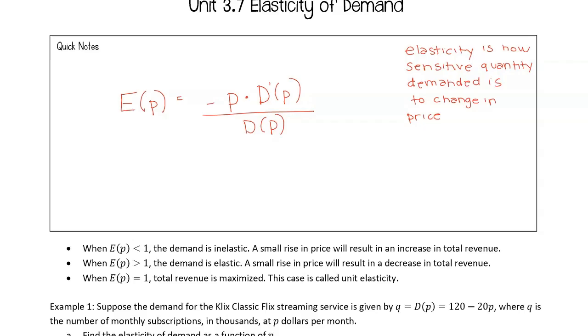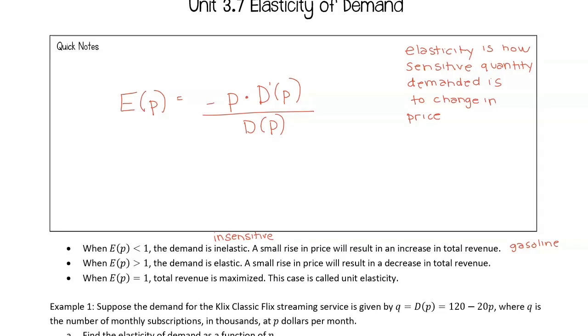Okay, before we get to an example, if the elasticity is less than 1, the demand is inelastic. Another way to think about that is insensitive. A small rise in price will result in an increase in total revenue. So if the price goes up, the demand will stay relatively the same, so the revenue goes up. And a good example of this is gasoline. Because gasoline is a necessity and there's not really any substitute for that. So when gas goes up, the demand stays relatively the same, which means revenue will be up.